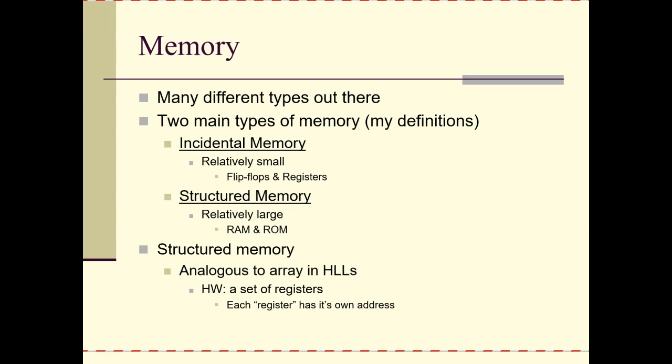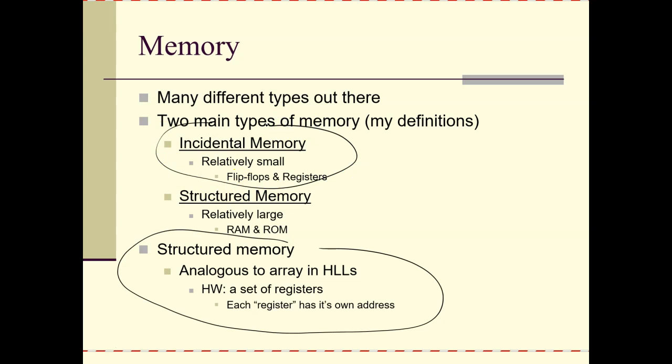Incidental memory is like a flip-flop or a register here or there, whereas structured memory is something large, such as a RAM and ROM, which we'll talk about next. These structured memories are where we're going to spend a lot of time. You've already worked with flip-flops and registers in 133, so that should be familiar. Structured memory is analogous to arrays in a higher-level programming language. In software, an array has a set of values that you can write to and read from based on an index.